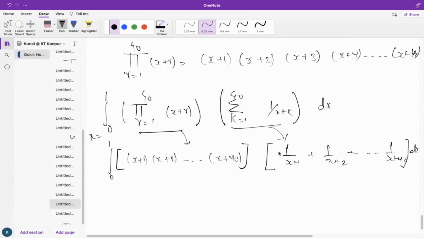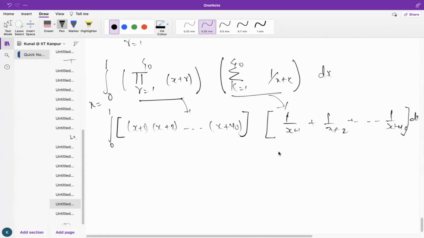What I'm saying is you have to do one thing: what if I substitute this whole term as t? Because it is important, if we substitute t is equal to product of r is equal to 1 to 40, x plus r.